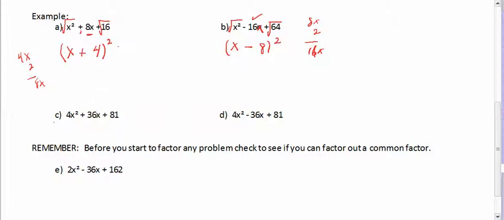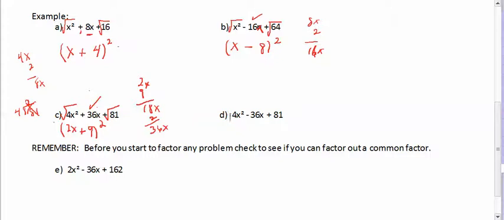Okay, the next one, I look to see, is there anything that I can factor out? Well, this has a 4, that has a 4. Does 81 have a 4 that I can take out? Let me divide and see. No. Okay, so that doesn't work. Nothing I can take out. So I take the square root of the first term, which is 2x. Take the square root of the last term, which is 9. Then I go 2 times 9 is 18x. Multiply that by 2, and I get 36x. That's my middle term. I put my plus in between, I put my parentheses, and I square it.